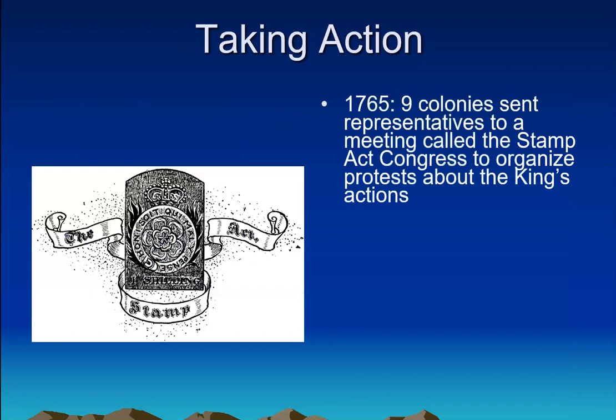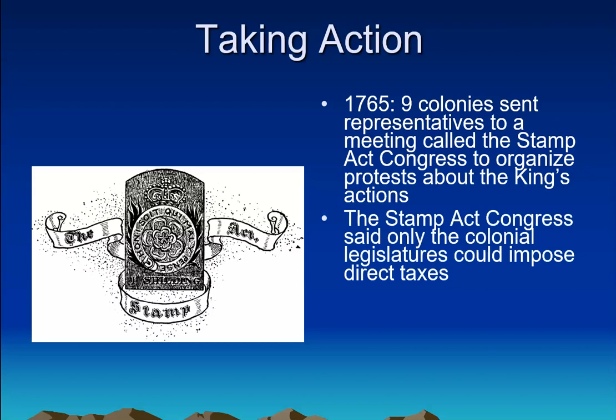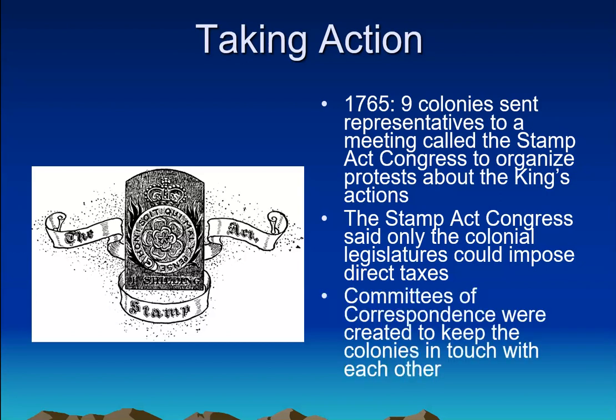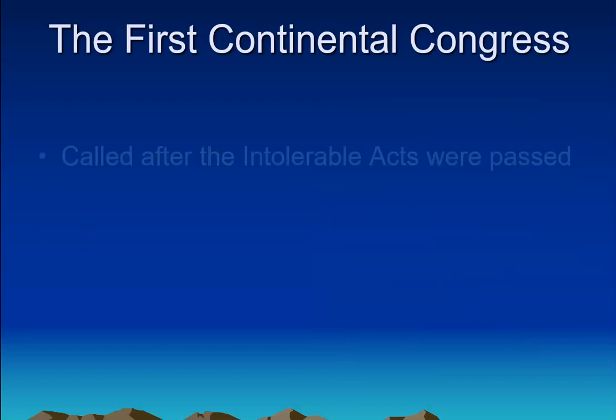So, in 1765, 9 of the 13 colonies sent representatives to a meeting called the Stamp Act Congress to organize protests about the king's actions. They said that only colonial legislatures could impose direct taxes because they had been elected by the people. The committees of correspondence were basically groups of people who wrote letters to keep the main important people in the colonies in touch with each other.